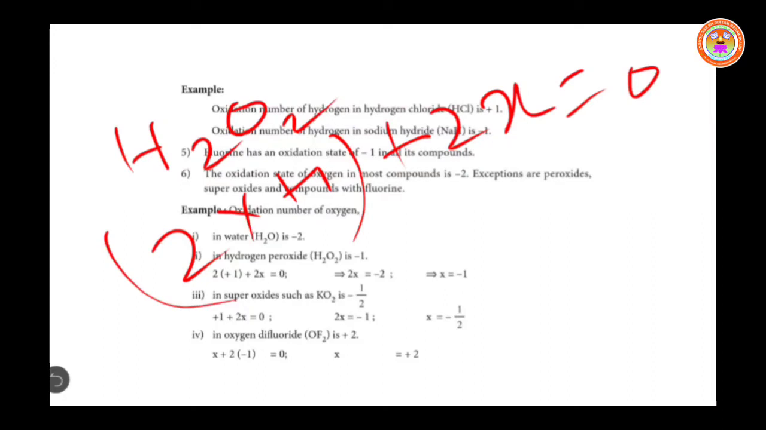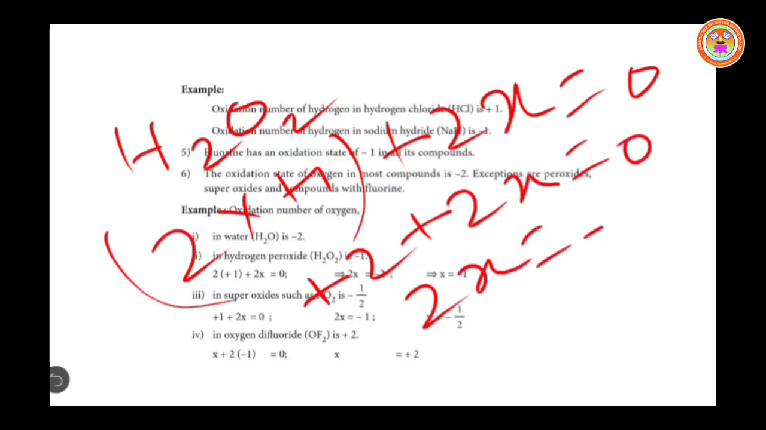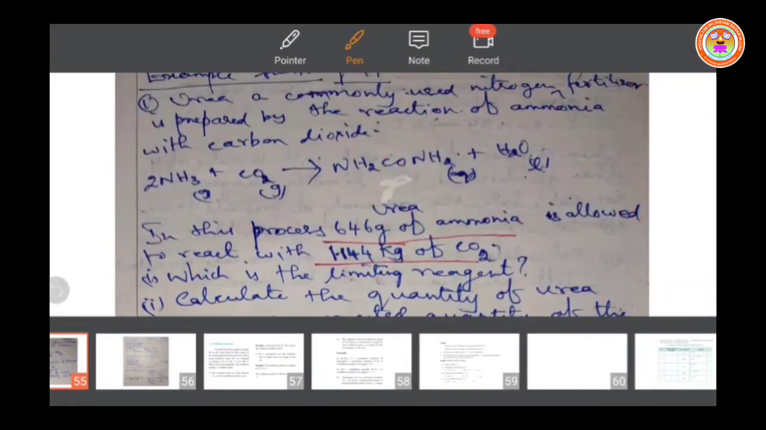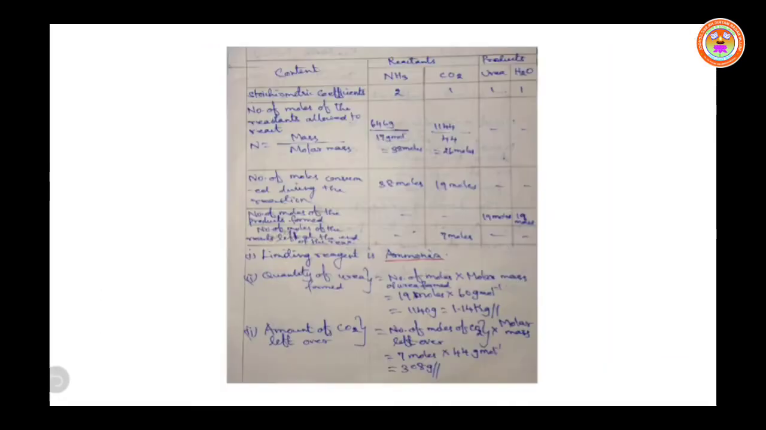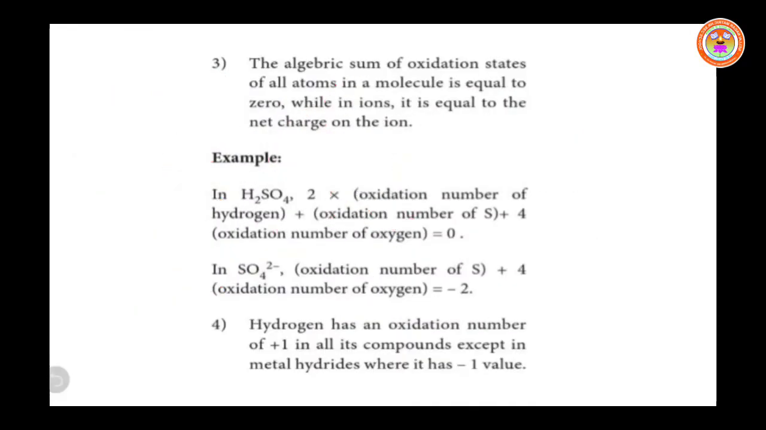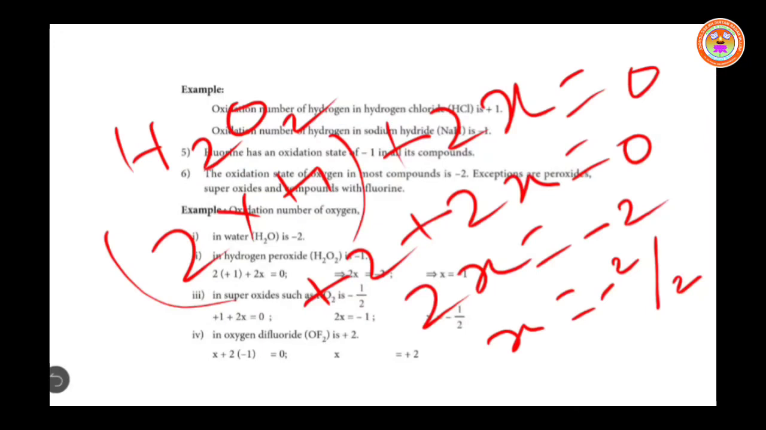So 2 into plus 1 plus 2x is equal to 0. Here 2x is equal to minus 2. Therefore x is equal to minus 2 divided by 2, that is equal to minus 1. Understand? Then next we can see the oxidation state of oxygen in superoxide.